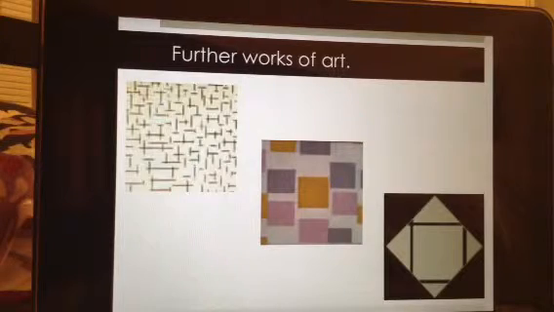Three further works of his art are shown right here. The first one on the top left is called Pier and Ocean and was created in 1915. The middle one is called Composition with Color Planes and it was created in 1917. The third painting is called Losange with 4 Lines in Gray. This last one was created in 1926.